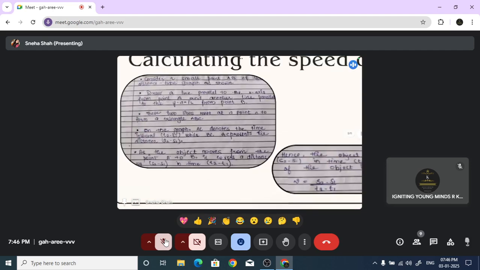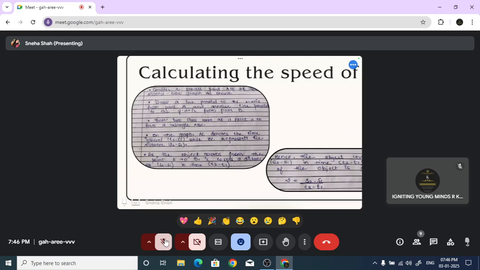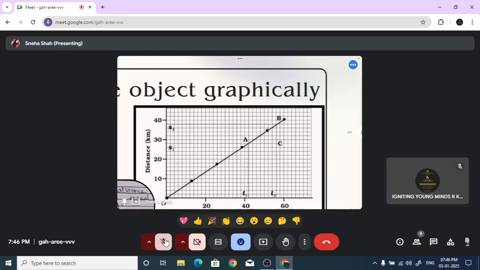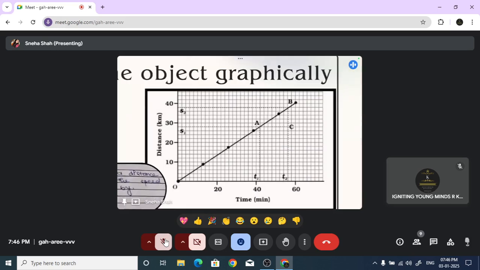consider a small part AB of the distance time graph. Draw a line parallel to the x-axis from point A and another line parallel to y-axis from point B. From point A parallel to x-axis, from point B parallel to y-axis.